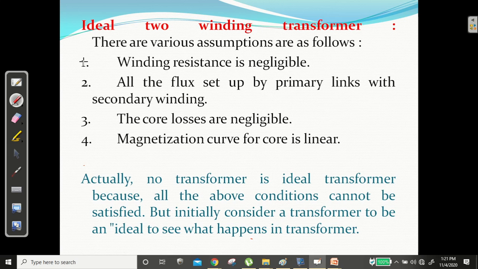First condition: what is the ideal transformer condition? Winding resistance is negligible. We know two windings are there in the transformer. One is the primary winding, with resistance R1, and the secondary side resistance is R2. It says that R1 and R2 are 0. Both R1 equal to 0, R2 equal to 0. That is the first condition in an ideal transformer.